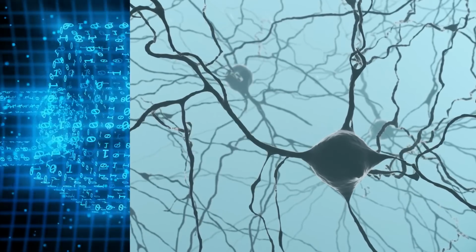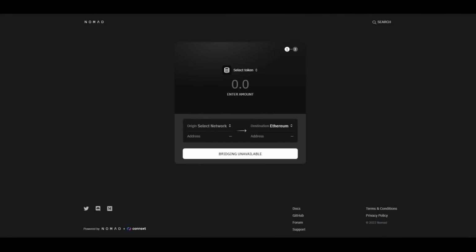Enter Nomad. This is what the interface looks like right now. Notice how it says bridging unavailable. We'll discuss why in just a second.